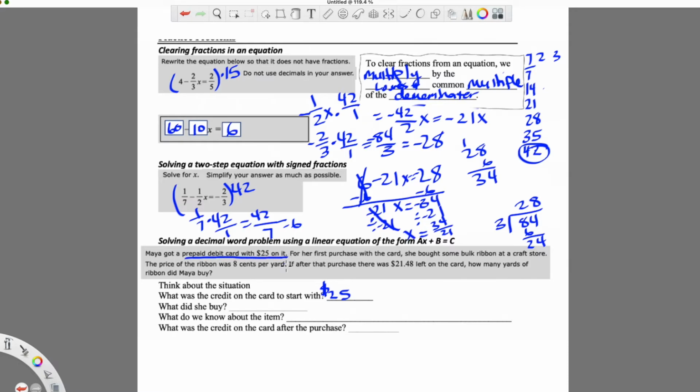For her first purchase on the card, she bought some bulk ribbon at the craft store. So what did she buy? Ribbon. And we can say bulk ribbon or just ribbon. Totally up to you. I'm just going to be a little lazy. I'll underline the ribbon.